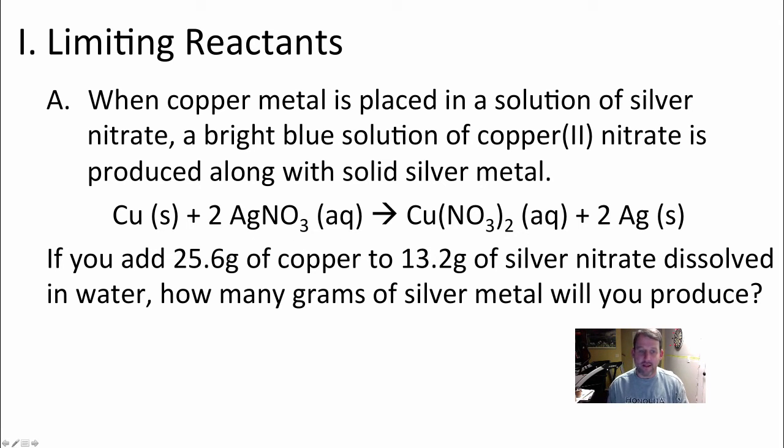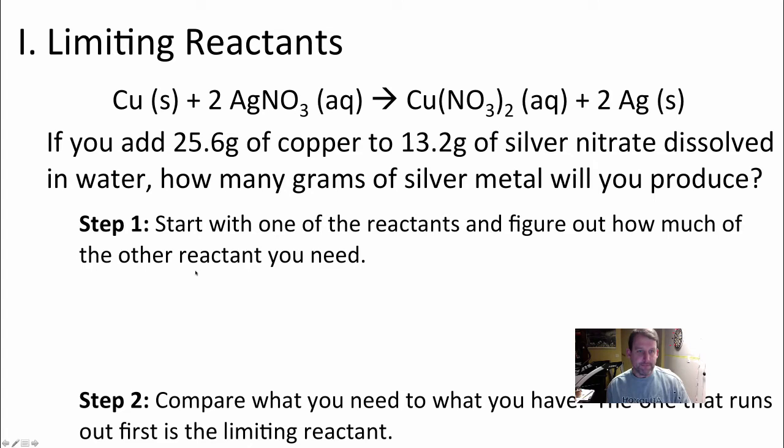And the thing that disappears first is called the limiting reactant. It's called that because it limits the production of products. It limits the reaction by turning it off once it's all gone. Now this process might seem a little bit tricky. Let's go to the next slide and see how to do it. There's a two-step process for it.